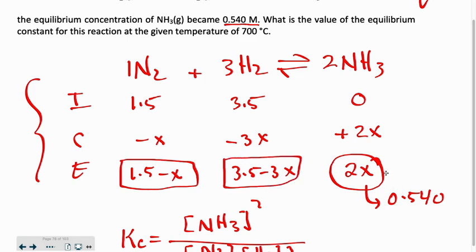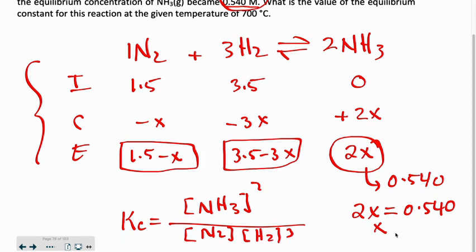So what I'm going to do here is take what's given to me in the question, which is this value right here. 2x is equal to that. I am going to solve this because 2x equals 0.540. I'm going to find the value of x, and I'm not going to do that for you guys. You guys can do this on your own. Once I find the value of x, it's going to be some number here.